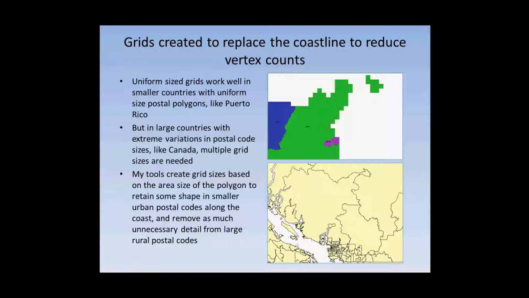But in large countries, in Canada, like we see here down on the bottom in the western part of Canada, in urban areas, we need grid variations in the sizes, because in the urban areas, we'd like to have smaller grids, but in the large areas, we don't really need to maintain as much shape, and the grids can be larger.